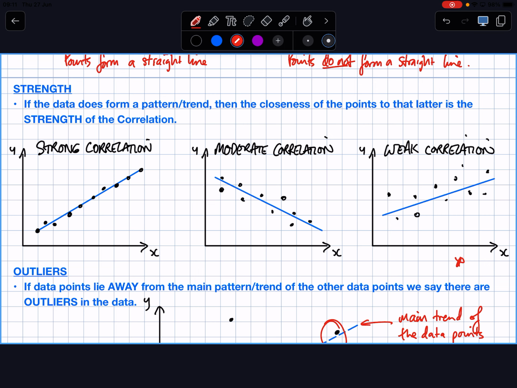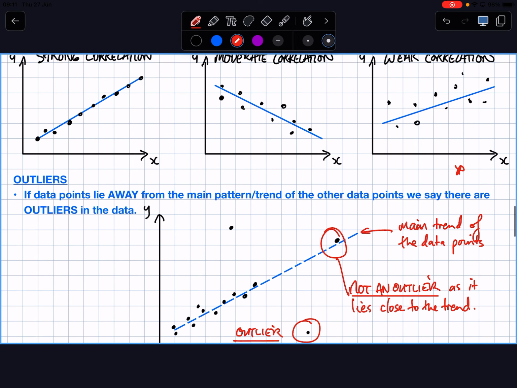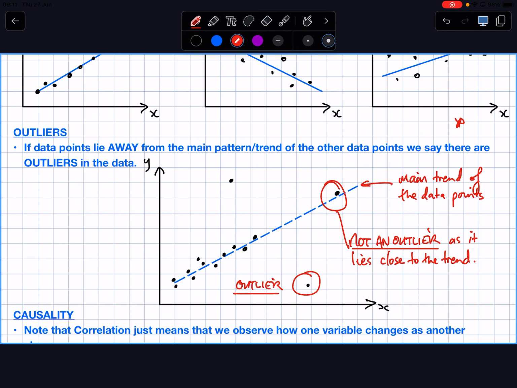All right, unless you've done science recently, you might not have talked about outliers recently. What is an outlier? So if the data points lie away from the main pattern or trend, we say that there's outliers in the data. Do I have a bunch of data at the bottom left here? Are there data points down? Yes. Is that pretty strong? Is it forming sort of a diagonal line going up to the right?